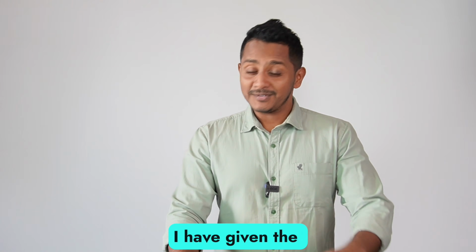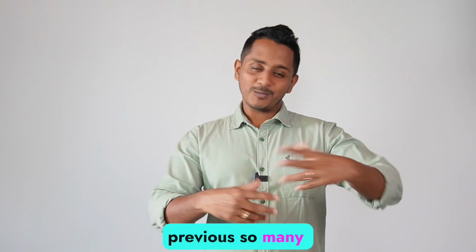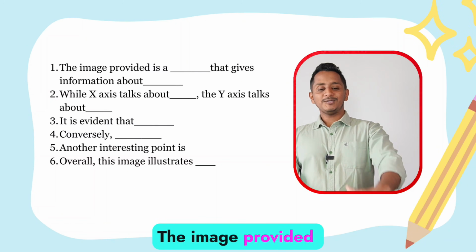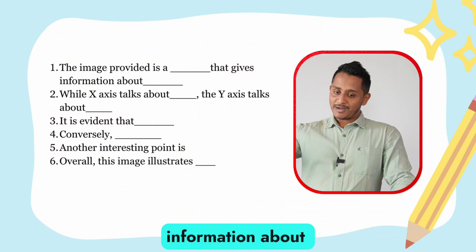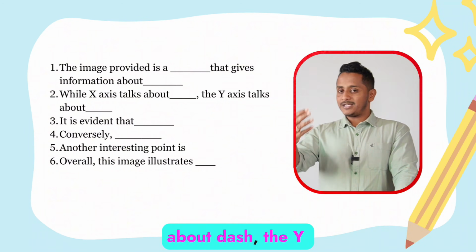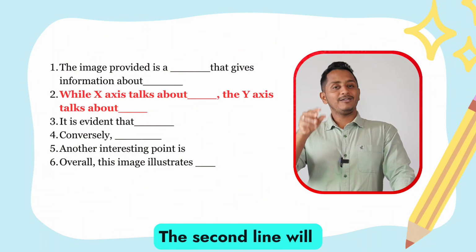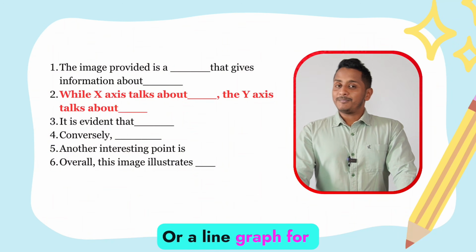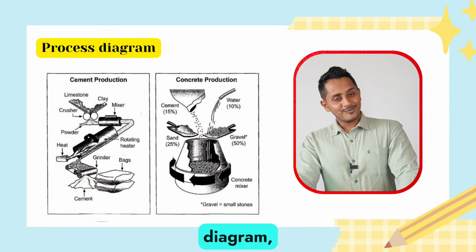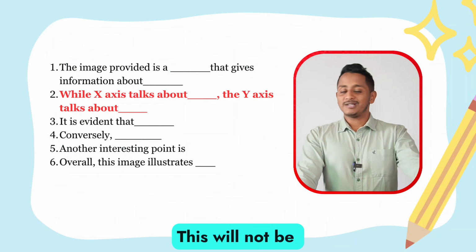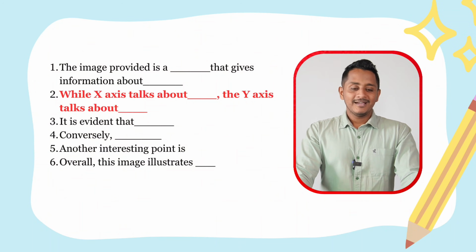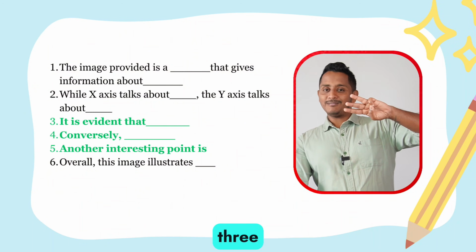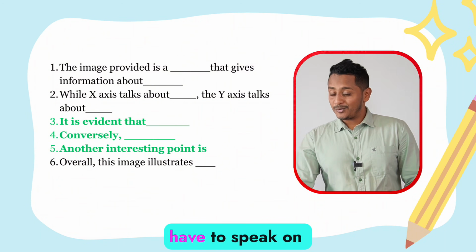As you already know, I have given the templates in my previous so many videos after November 4th. Here is the template that I've given you. The image provided is a dash that gives information about dash. While the x-axis talks about dash, the y-axis talks about dash. The second line will only be applicable if it's a bar graph or a line graph. For a pie chart, map, diagram, process diagram, or pictures, this will not be applicable. The second line, it is evident that, conversely, another interesting point: these are the three main ideas that you have to speak on your own.